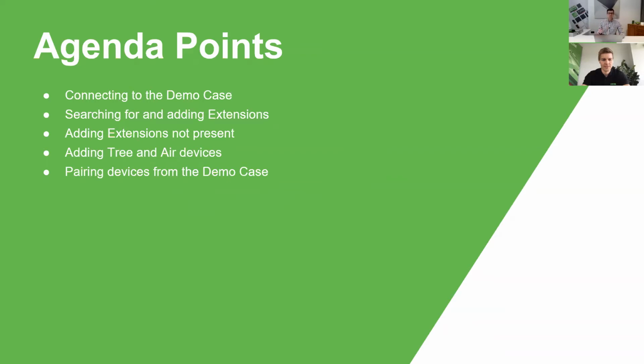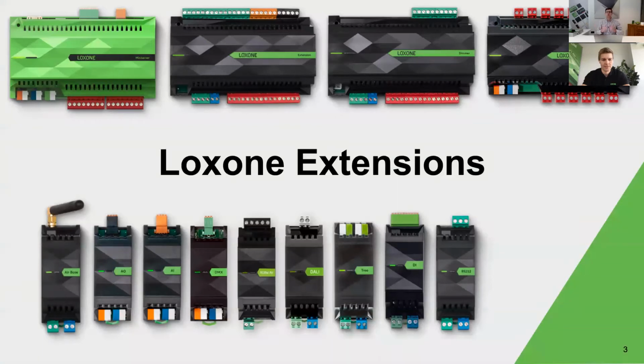And then once we've done that, we're going to look at adding in extensions. So both searching and adding the extensions that our demo case physically has, as well as adding in extensions that we don't physically have present, because that's a beautiful thing with Loxone. We can add devices even when we don't have them physically there yet. We're then also going to look at adding in Tree and Air devices, so our own peripheral range, and then pairing in the peripherals that we have in our demo case. And so on that, let's start with talking about the extensions that we do have for Loxone.